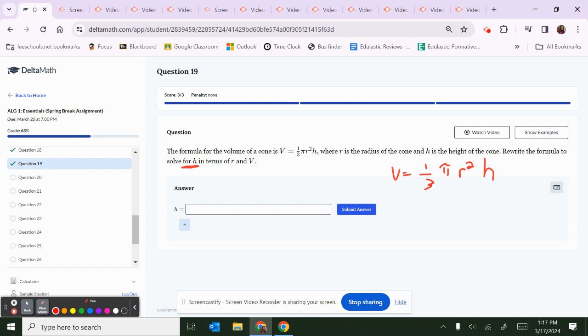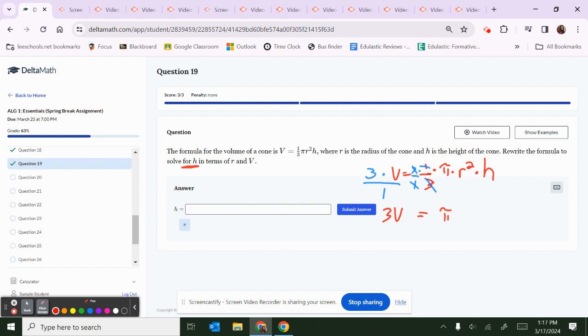H is on the right side. That's being multiplied by r squared, that's being multiplied by pi, that's being multiplied by 1/3. I don't see any addition or subtraction signs, so I assume they're being multiplied. First I'm going to get rid of the 1/3 because it's the furthest thing away from the h. To get rid of a fraction, you multiply by the denominator and then divide by the numerator. So this cancels this cancels this. 3 times V is 3V, and 3V divided by 1 is still 3V.